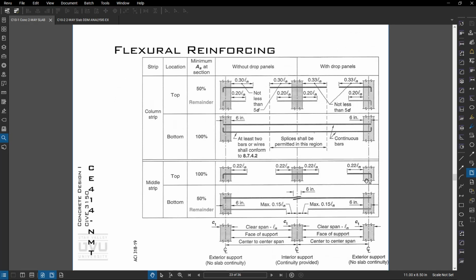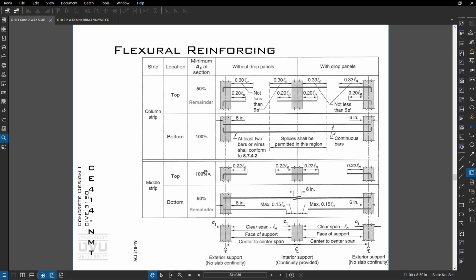Here's a little figure from the code on how to proportion the rebar, or where you can cut off the bars based on moments and forces. There's a top bar: 50% of the minimum steel needs to be like this, and the remainder can be like that. For the bottom, 100% of the steel, at least 2 of the bars need to be hooked, and the rest can extend into the column 6 inches. Remember, at the bottom the moment's biggest at the middle, and at the top of the slab, the moment's biggest at the column.